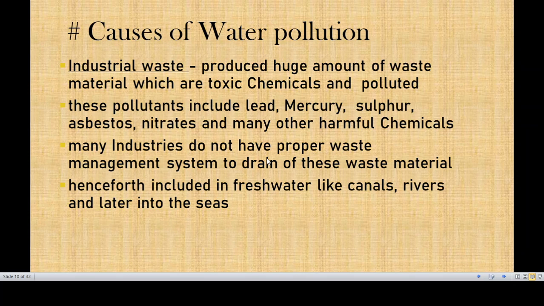The very first is industrial waste products. Industrial waste products, of course you know, are toxic chemicals which are released as pollutants. And what are the industrial waste products released into the water? They can be lead, mercury, sulfur, asbestos, nitrates. Of course, when you look at these products, you can find that these are all heavy metal products; lead, mercury, and asbestos are very heavy.